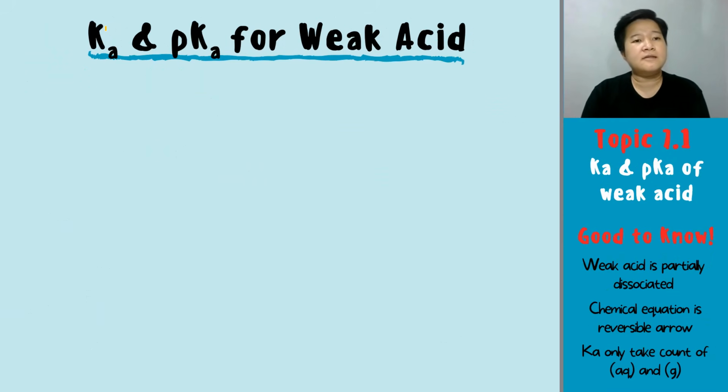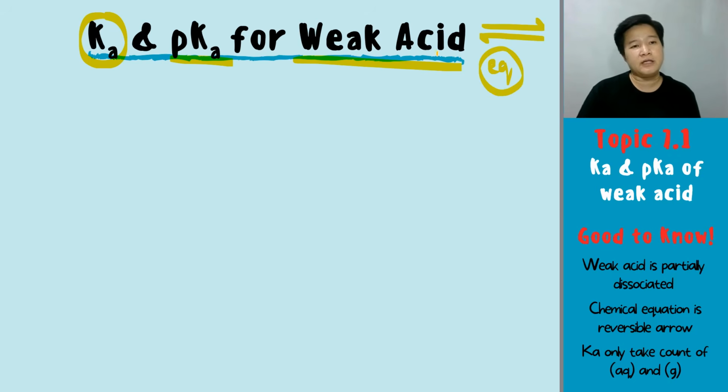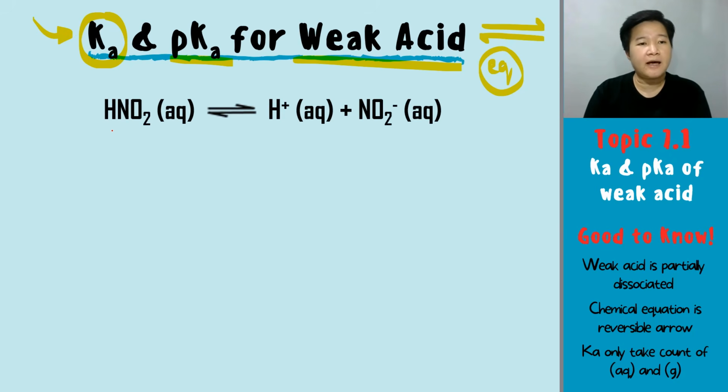Next, let's look at the Ka and pKa value for your weak acid. Knowing that your weak acid is a reversible reaction, therefore you will have an equilibrium. Knowing that you have an equilibrium, that's why you have an equilibrium constant with respect to acid. By using this example given, let's write the Ka for the weak acid.